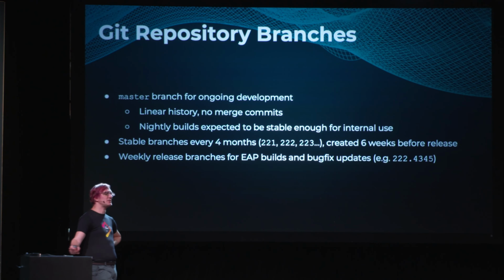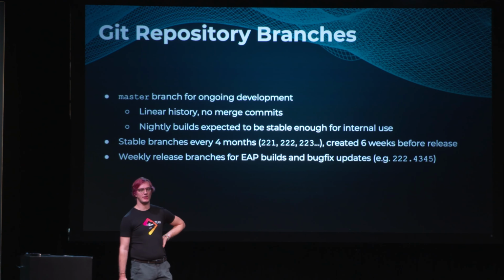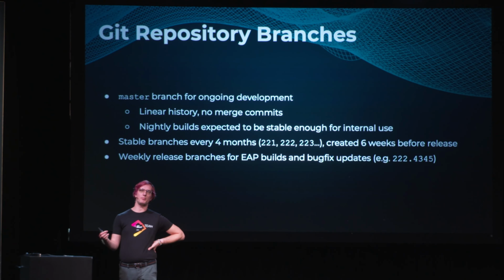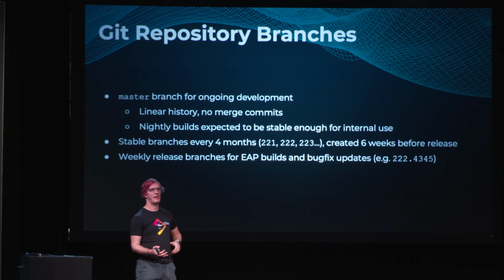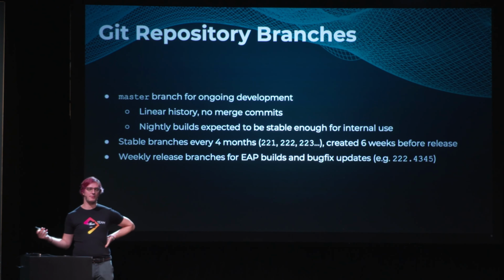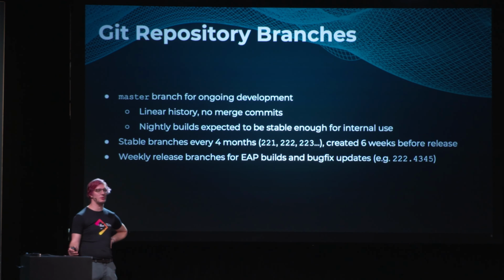And also for every specific release, we have a distinct branch, for example, this 222.4345 build. This is a branch in which one single build is stabilized. Usually it contains only a very small number of commits, but we still need to have the ability to make bug fixes for one specific build that is about to be released.